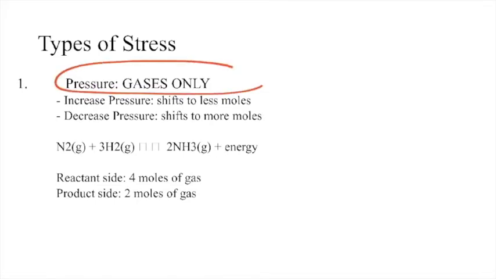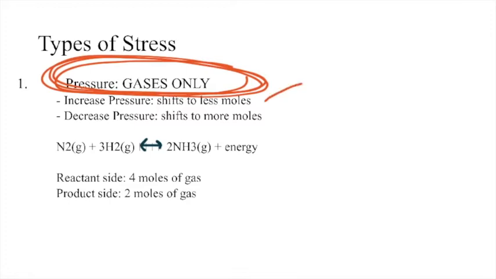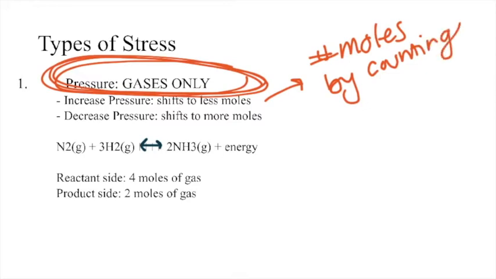Remember, pressure, gases only, all right? This does not affect liquids or solids or aqueous equations. I'm going to put my double arrow in here because, again, the symbols didn't carry over. So when we increase the pressure, we're going to move to the side of the equation that has the least amount of moles, right? And we're going to calculate the number of moles. You don't actually have to calculate. You're going to count the coefficients.